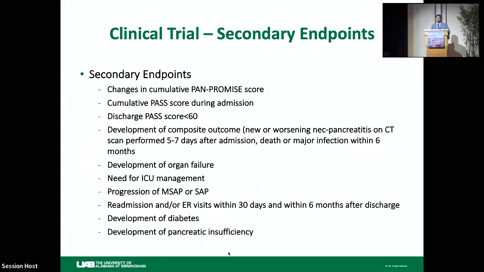This study is embedded with a comprehensive list of secondary endpoints, which was even more increased after our long and fruitful discussion with the FDA, who suggested including more secondary endpoints to make this study more effective. And some of them include determining the changes in cumulative PANSS score at the time of admission, as well as the PASS score at the time of admission and at the time of discharge, and whether the patient enrolled in the trial needs to shift to ICU and development of organ failure and so on.